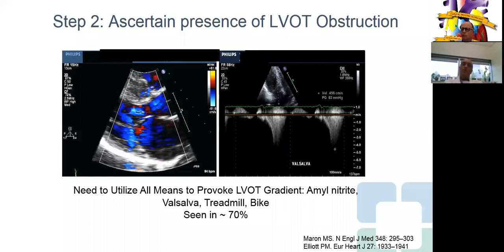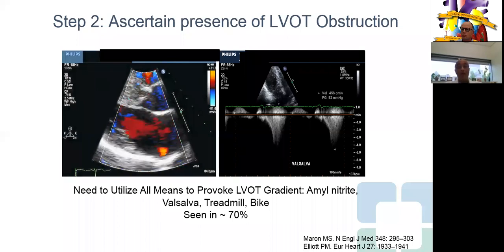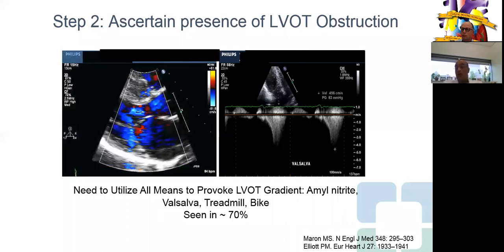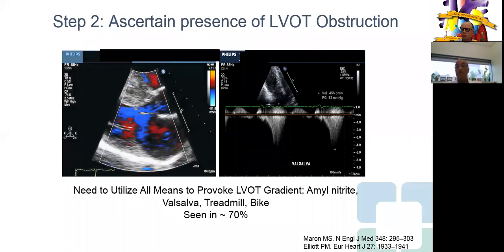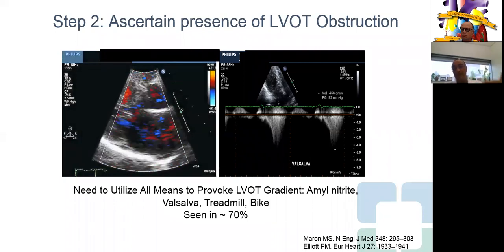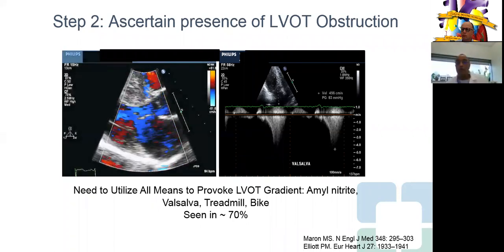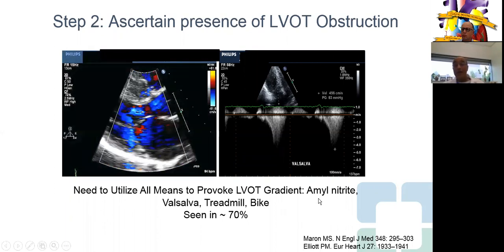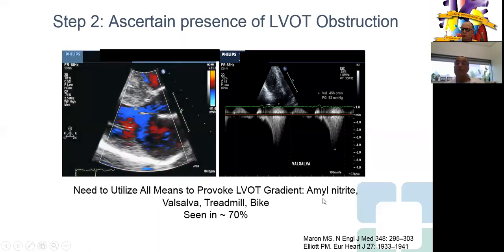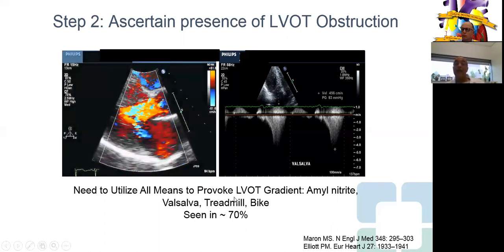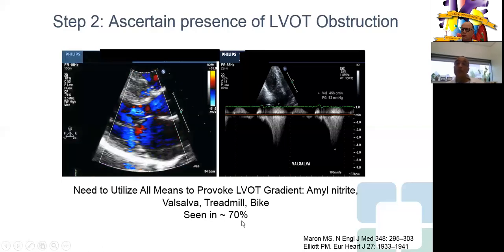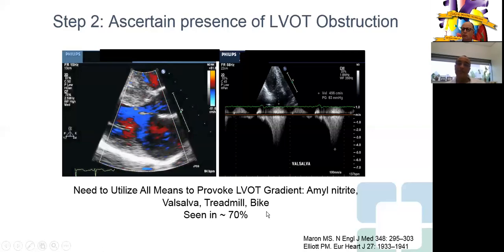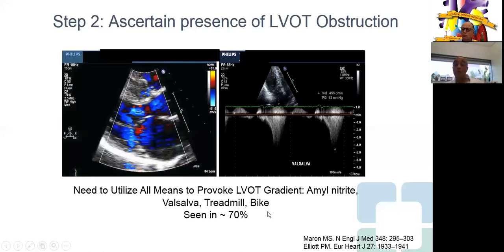Step two, always in my mind, is do you have outflow tract obstruction? You may or may not have a resting LVOT gradient. So what we do is we utilize all means to provoke the LVOT gradient. If you suspect somebody with HCM, you should be going all out to make sure you leave no stone unturned and provoke the gradient. In our laboratory, along with the resting gradient, we measure it on Valsalva. We measure it using amyl nitrite. And I will show you data. We routinely do stress echocardiography, especially in asymptomatic or minimally symptomatic patients, to provoke a gradient.